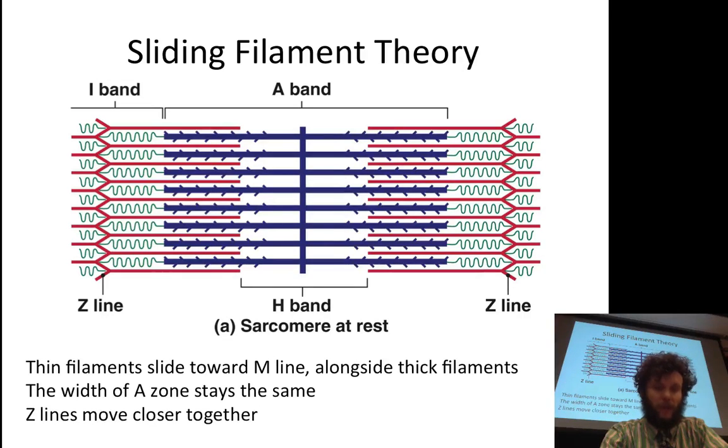As I said, the width of the A band stays the same. The I band gets smaller as the zone of overlap increases in size. The Z lines come closer together.